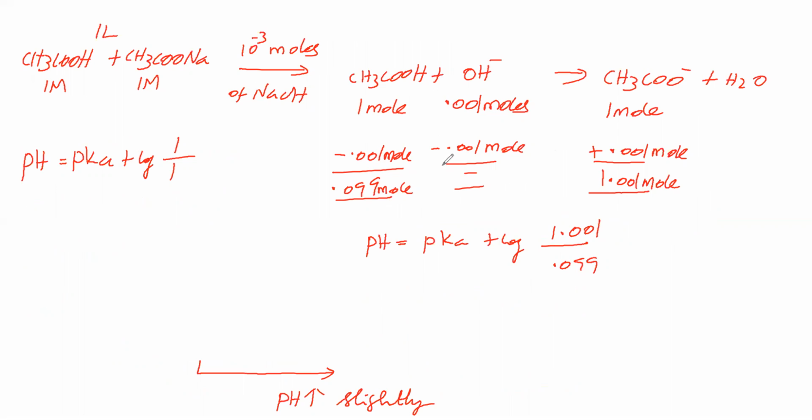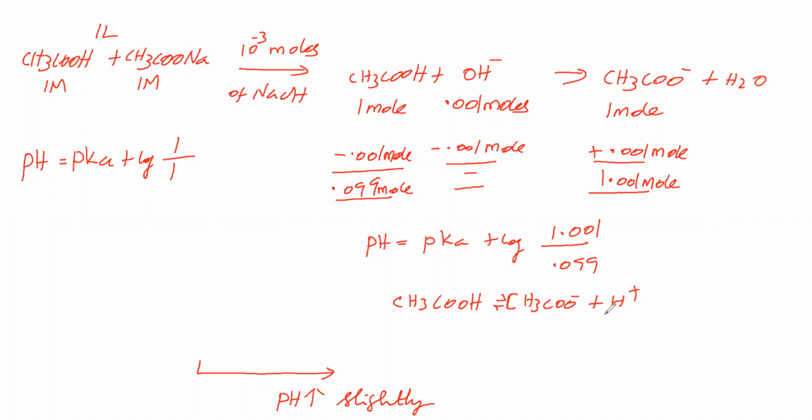Because added hydroxide is removed or not? That means here also acetic acid will be in equilibrium, isn't it? Acetic acid will be in equilibrium. This hydroxide is given by sodium hydroxide. This hydroxide takes this H plus and becomes water.